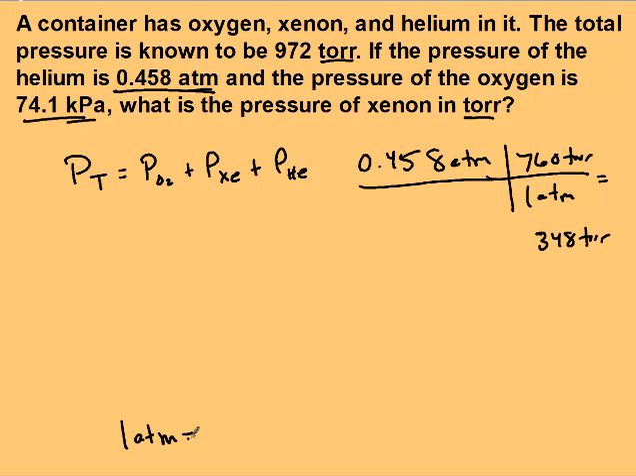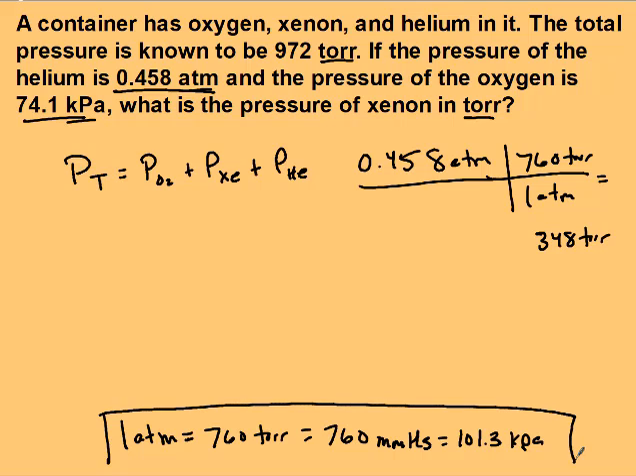So 1 ATM is equal to 760 torr, which is equal to 760 mmHg, which is equal to 101.3 kPa. If you do not have that in your previous notes, you need to make sure that you write that down on this page so that way you have those conversion factors. So this one was my pressure of helium.